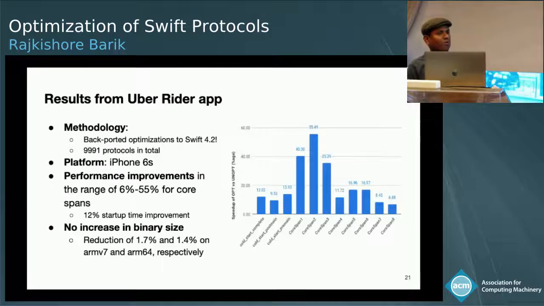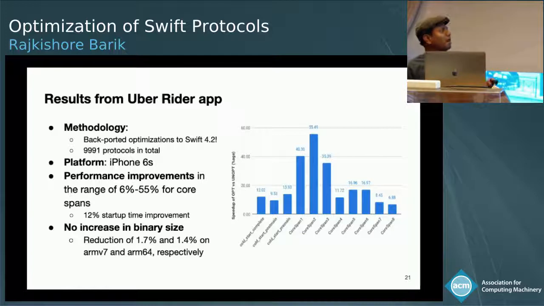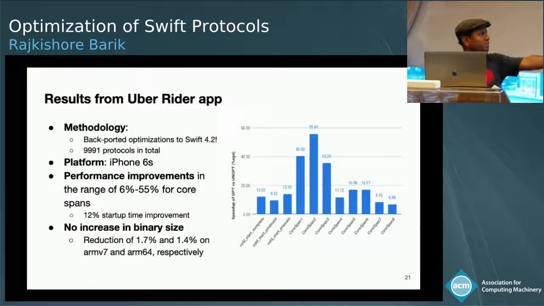From the Rider app, this was pretty surprising to us. We did an experiment on the iPhone 6s, although we had to backport our optimization. We saw a startup improvement of 12%, but the core spans, which were the performance spans of the Uber app that were introduced by the developers themselves, we saw like 6% all the way to 55%, depending upon how much protocols they are actually using under the hood. And we didn't see any increase in the binary size, because once you statically devirtualize, there is a potential that you could be inlining everything, right? But we did see some 1.7% or 1.4% reduction in the binary size for V7 and V64.